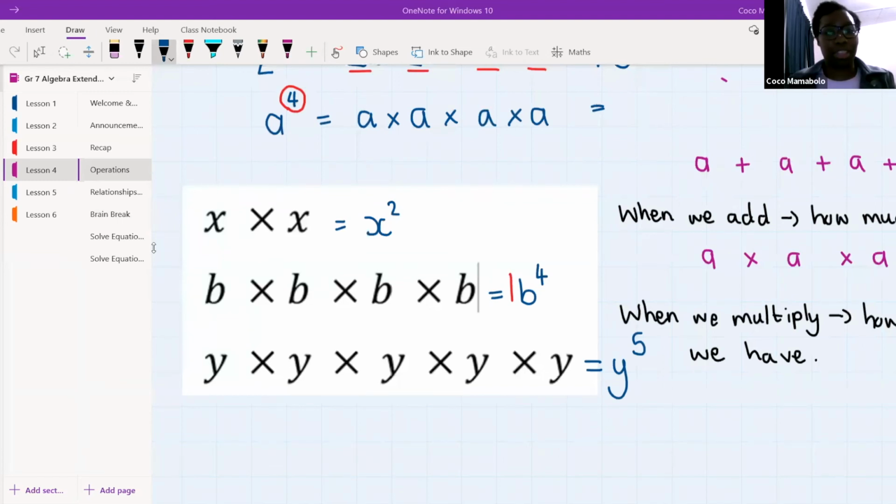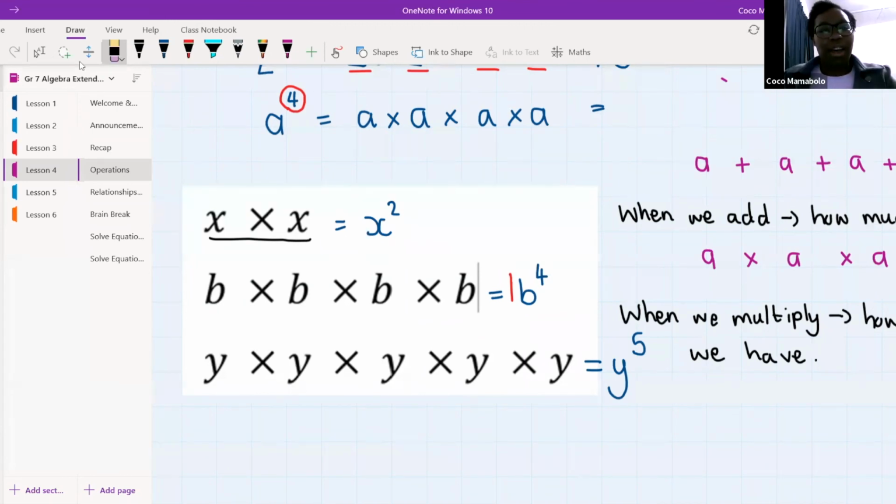Yeah, Olo says, Miss, why is it x squared, not 1x square root? Remember, the square root sign looks like this, Olo. This would be the square root sign. And the square root would be the opposite of what we're doing here, because this is x squared. If we wanted to look for the square root, we'd be doing the opposite of this. Okay. And that's why it's not square root, but squared. Okay, I hope that answers your question.